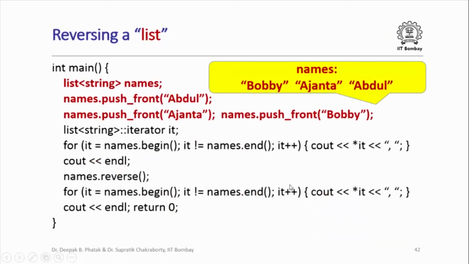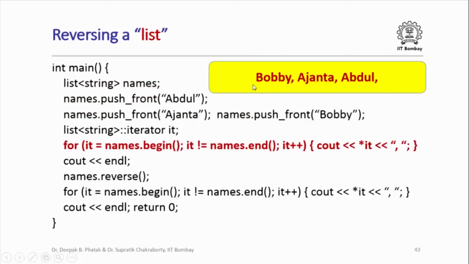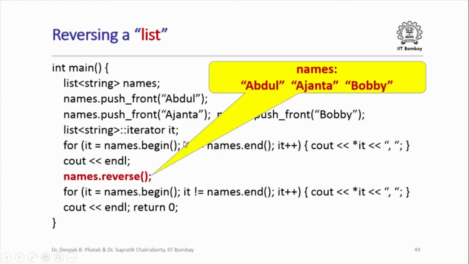The list class also provides a member function for reversing a list directly. So for example, here the brown part of the code creates this list Bobby, Ajanta, Abdul. And now if I try to print out this list using a forward iterator, I will basically get Bobby, Ajanta, Abdul as the output. But after that, I could say names.reverse. So this is a member function of the list class. And what this is going to do is just reverse the order of elements in the list.